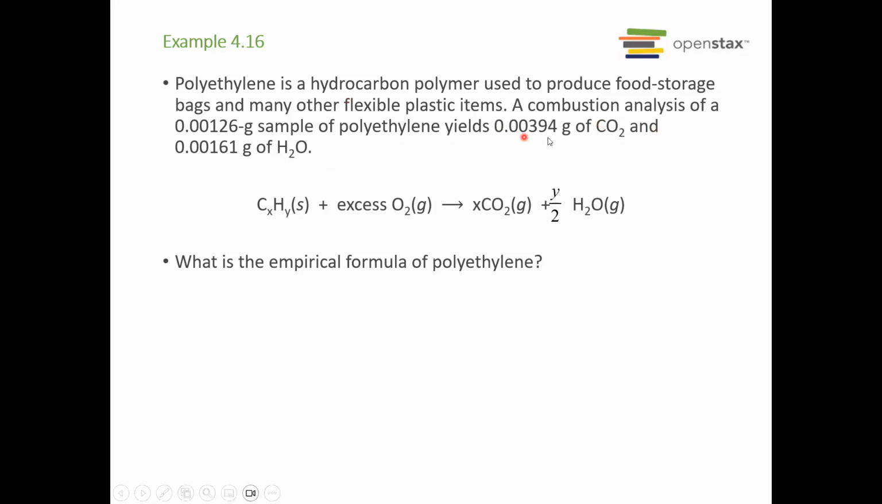So with it, again, we've got the mass of carbon dioxide. We're going to be able to do stoichiometry to then figure out how much carbon was in that original sample. We've got the mass of water vapor produced. So again, we're going to be able to do stoichiometry to figure out how much hydrogen was in that original sample. And then based on the ratios of those two, we're going to be able to get the empirical formula.